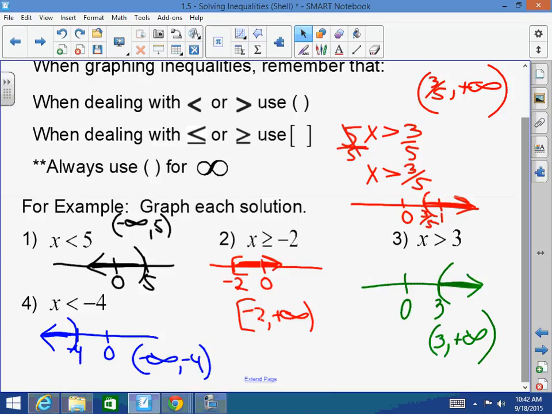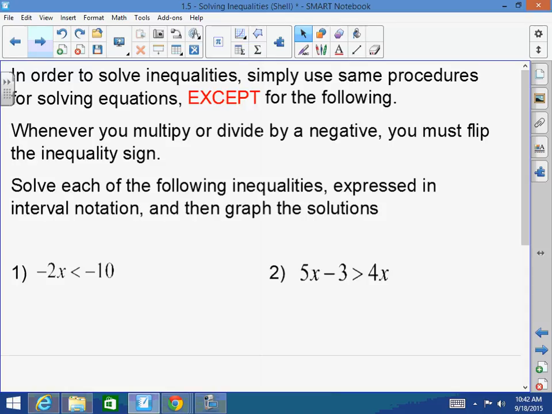Okay. So now, the good news and the bad news. In order to solve inequalities, simply use the same procedures for solving equations. That's the good news and bad news. If you know how to work equations, this is a joke lesson. It's just ridiculous. It's just silly. If you don't know how to work with equations, this is going to become very difficult for you. The only exception, guys, the only exception is the following.